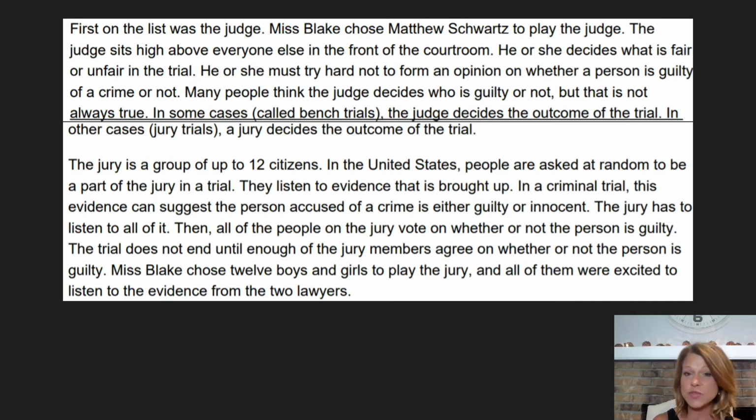Let's pause here just for a second before we continue reading. On this page, we see two paragraphs. I wonder why the author included the second paragraph in this passage. Take a close look at the first sentence of the second paragraph. It says, the jury is a group of up to 12 citizens. That whole paragraph helps me understand what a jury is. So I think that second paragraph plays a very important role in this passage, to help me understand what a jury is so that I can understand what 12 of Miss Blake's students did in the classroom courtroom. Let's keep reading.